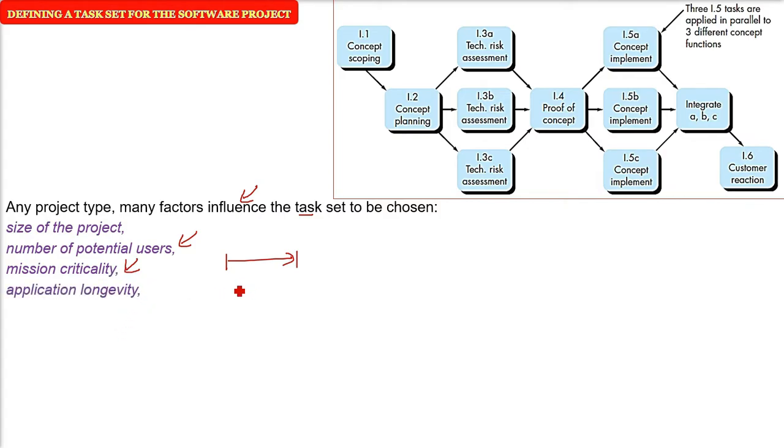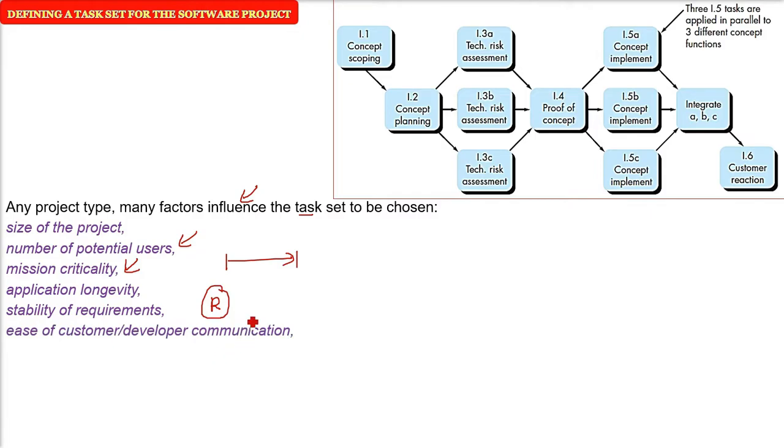What is the time duration for which it is going to be used? Application longevity. And whether the requirements are clear to us. Stability of the requirement. Whether you are very clear about what the user wants. Then the ease of customer or stakeholder developer communication. That is, if you can communicate with the party, then you can easily make the software because you are quite sure about the requirements. Then the maturity of applicable technology. Whichever technology you are going to use or develop, is this mature or not? And then the performance constraint.